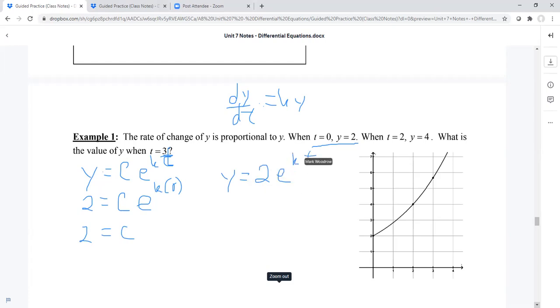Now I need to find k because I don't know what k is. That's why they gave us a second point. We had to use this point, this 0 in here, so that the exponent of e would be 0 and we could find c. But now we're going to use the point 2, 4 and find k. So y is 4 when t is 2. And now we can find k, the rate of change. So I would divide each side by 2 first.